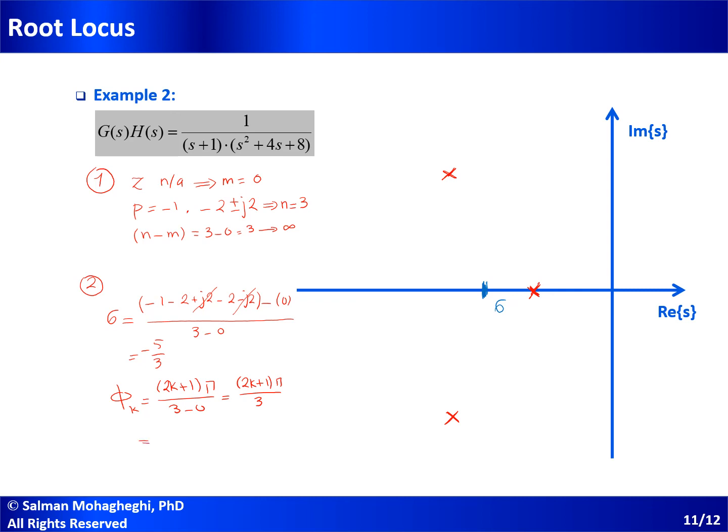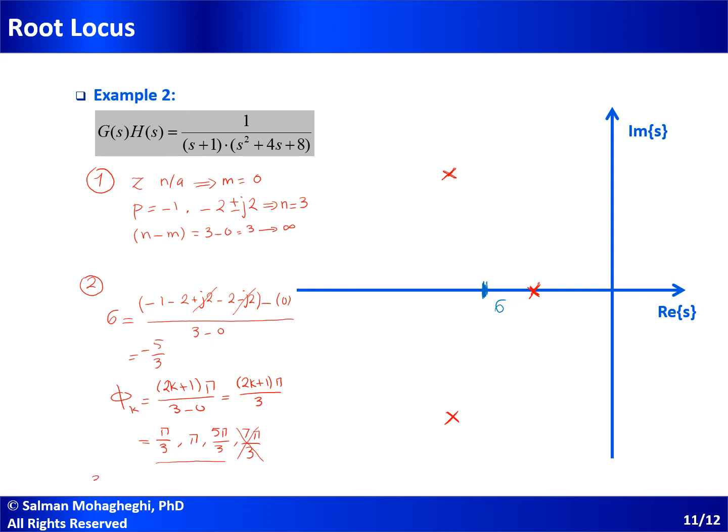If I set k to be 0, that will give me an angle of pi over 3. If k is 1, it will give me 3 pi over 3, or pi. If k is 2, it will give me 5 pi over 3. These are all different angles. If I give it a value of 3, however, I will get 7 pi over 3, which is the same as pi over 3, so I ignore that. I will have 3 separate angles, and that makes sense because I have 3 branches going towards infinity along the asymptotes, so I only have 3 asymptotes.